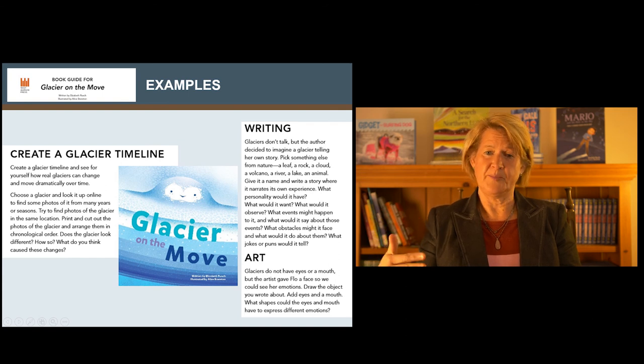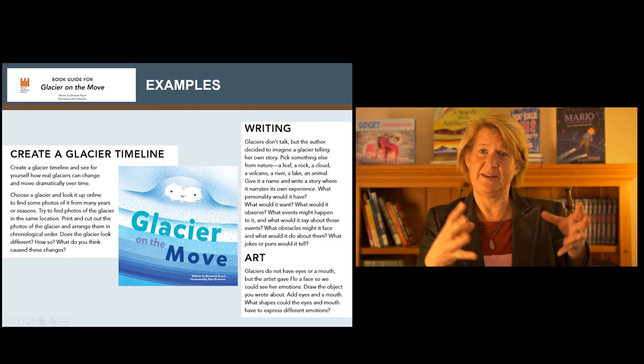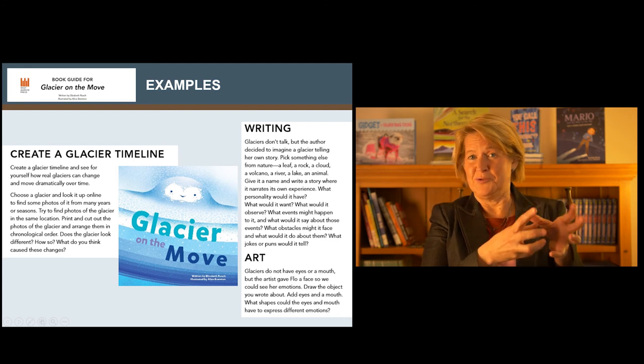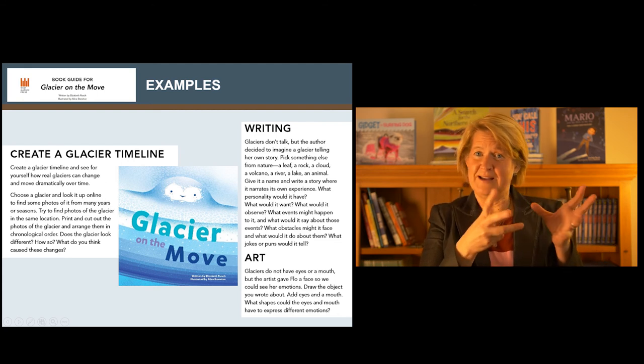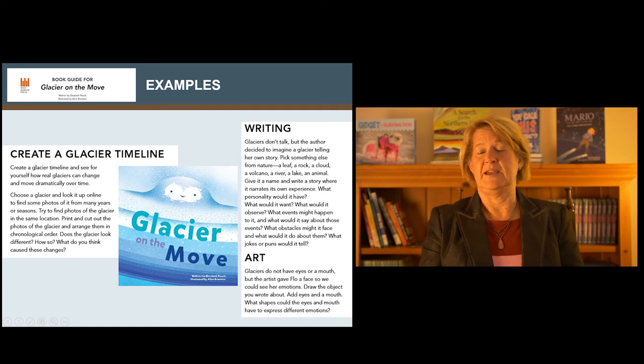And then there's also an art prompt, which says, okay, well, glaciers don't really have eyes or a mouth, but take that thing from nature that you wrote about and draw a picture and give it eyes and a face and an expression. So those are just a few of the activities in that activity guide. It's like 6 pages long. So there's lots in there that you can do.